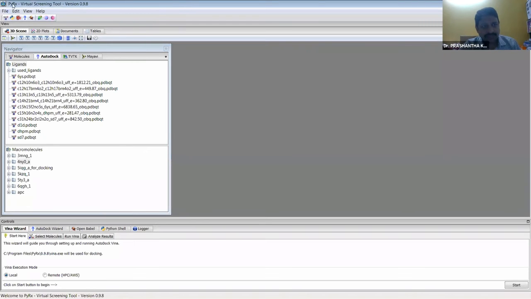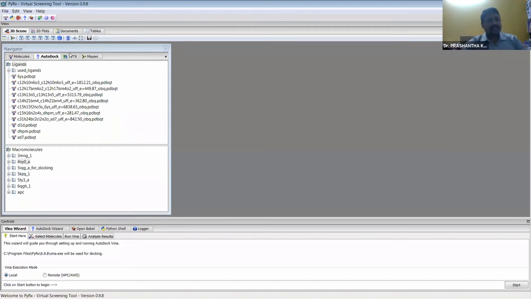So this PyRx is a graphical user interface where we don't need to type anything. The process is automated, so it is going to do the things automatically. You don't need to remember the -p, -l, or calling autogrid, AutoDock; all those things are automated now. That is why it becomes very easy to perform docking with this PyRx.